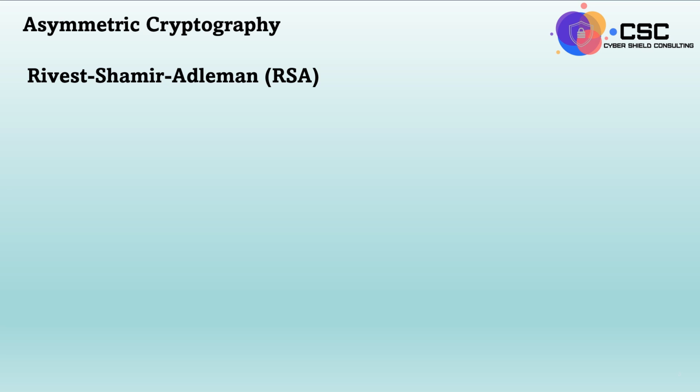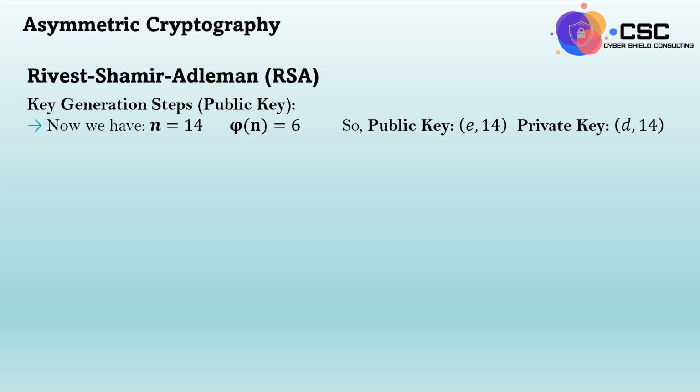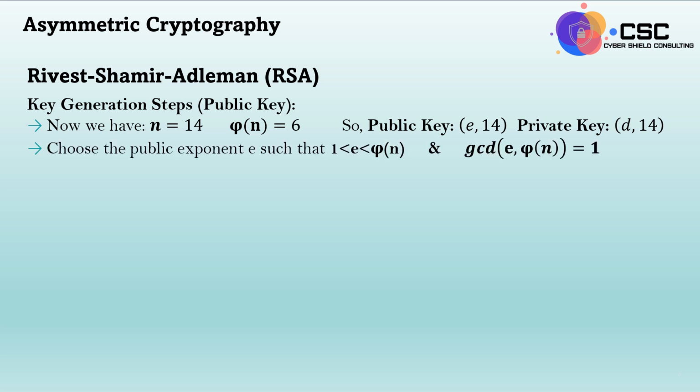Now that we have calculated n equal to 14 and the totient equal to 6, the next step is to choose the public exponent e. To select e, we need to satisfy two key conditions. e must be greater than 1 but less than the totient. That's the first condition, as you see. Again, e must be greater than 1 and less than the totient, which in this case is 6.